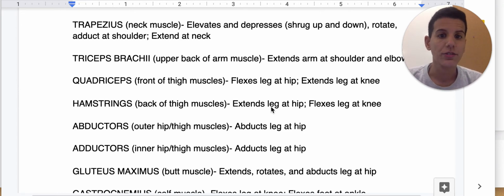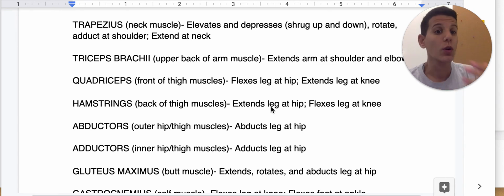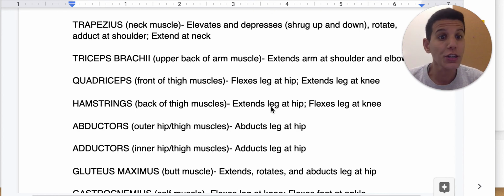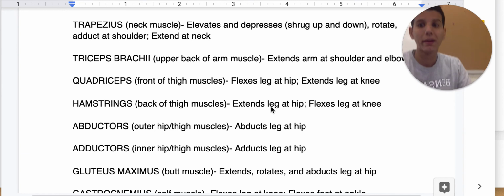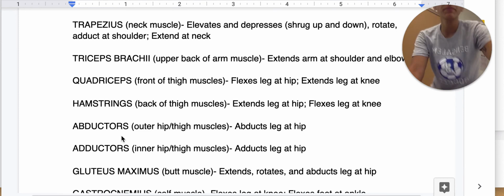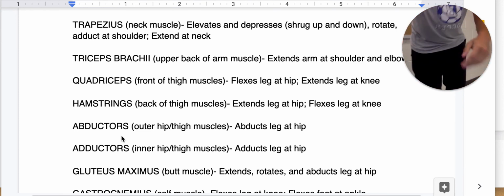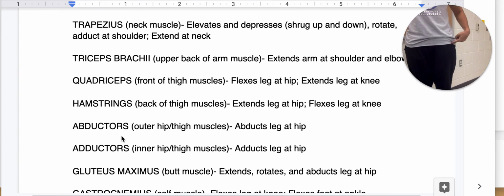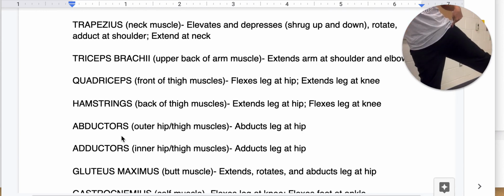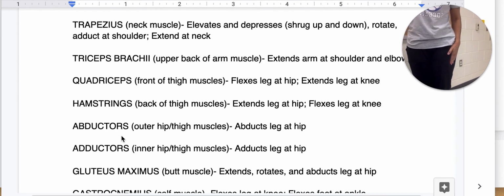Abductors and adductors. So it's funny because these words of the muscles are actually the same words as what they allow your body to do. So when they contract, and we'll talk about the abductors first, right here, the abductors allow you to abduct or move your leg out away from your body at your hip. And then the adductors allow you to adduct or bring your leg back into the center of your body from your hip.